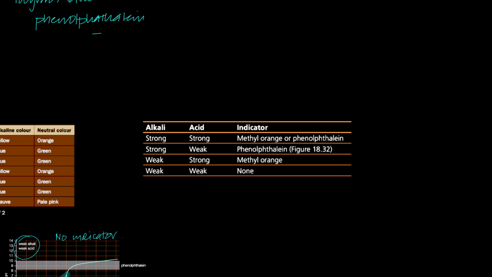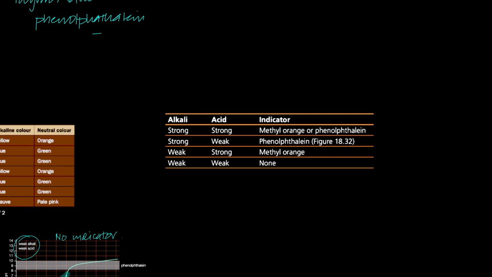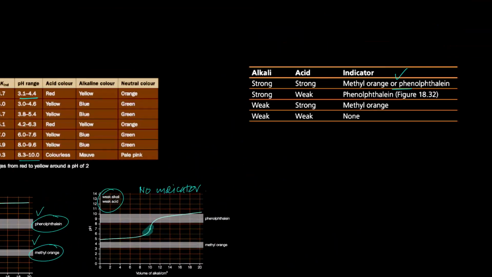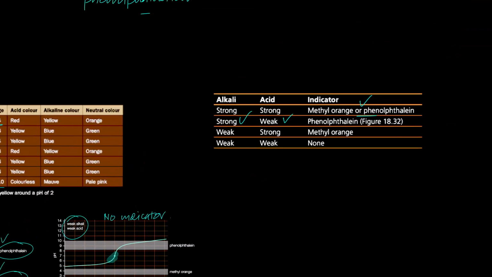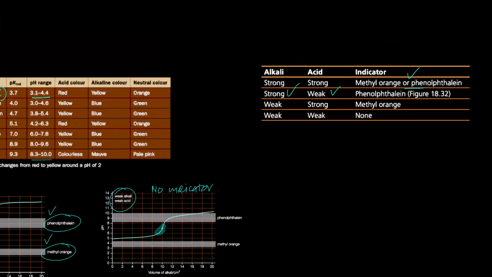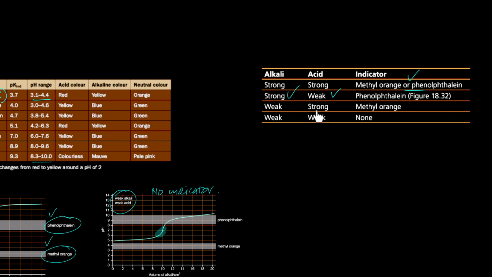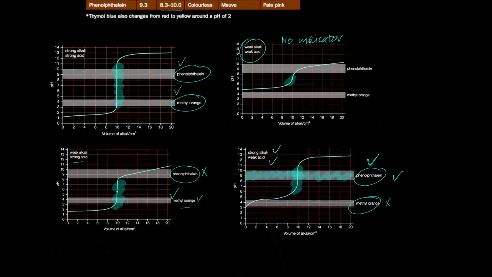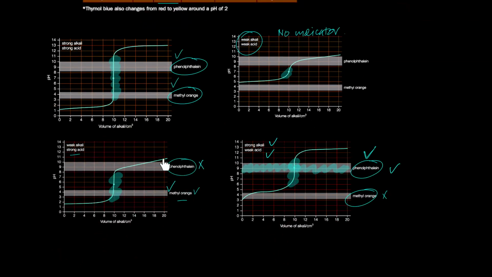Look, strong acid, strong alkali. Yes, you can use both methyl orange and phenolphthalein. Strong alkali but weak acid. You can use phenolphthalein but not methyl orange. And weak alkali but strong acid. You can use methyl orange but not phenolphthalein, because the range of phenolphthalein does not lie completely within the vertical section.